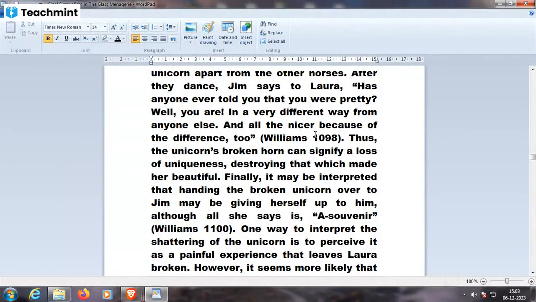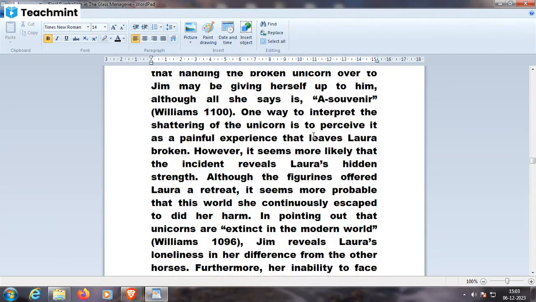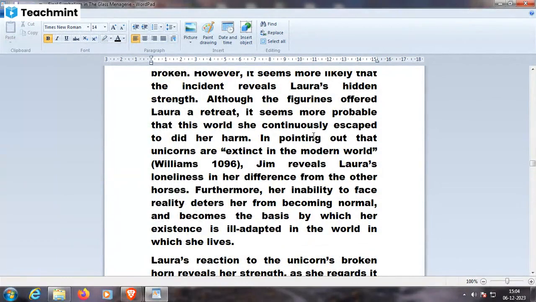One way to interpret the shattering of the unicorn is to perceive it as a painful experience that leaves Laura broken. However, it seems more likely that the incident reveals Laura's hidden strength. Although the figurines offered Laura a retreat, it seems more probable that this world she continuously escaped to did her harm. In pointing out that unicorns are extinct in the modern world, which is true, Jim reveals Laura's loneliness in her difference from the other horses because it does not exist. Non existence is a world.